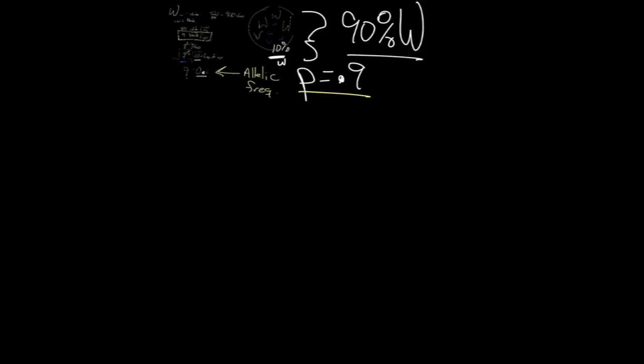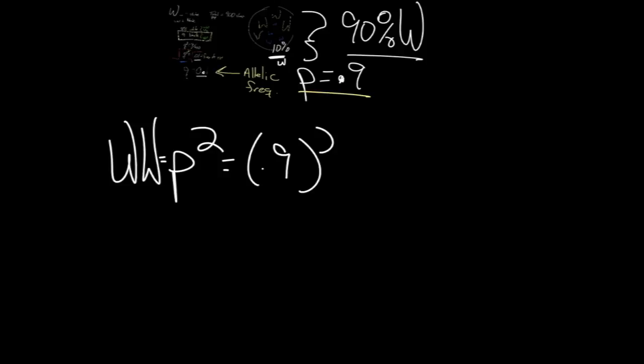Now that you have P, you can plug it into the equation. I can find out what P squared is. What does P squared represent? The homozygous dominant. So big W equals P squared, which equals 0.9 squared. Now that's different from the square root, so don't get them confused. And 0.9 squared is 0.81. So that's your P squared.